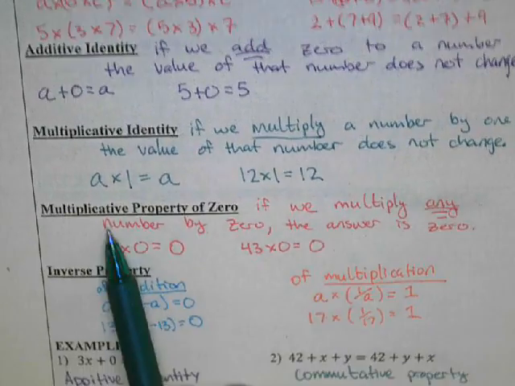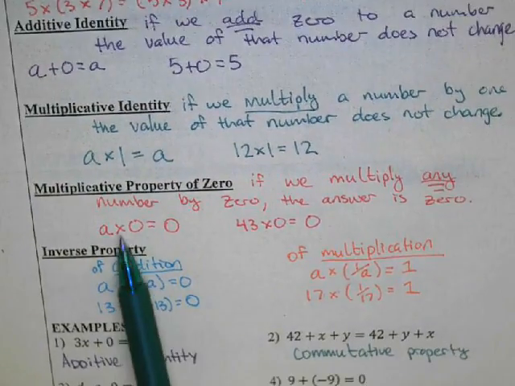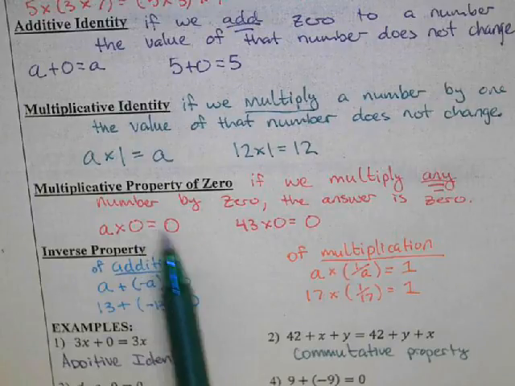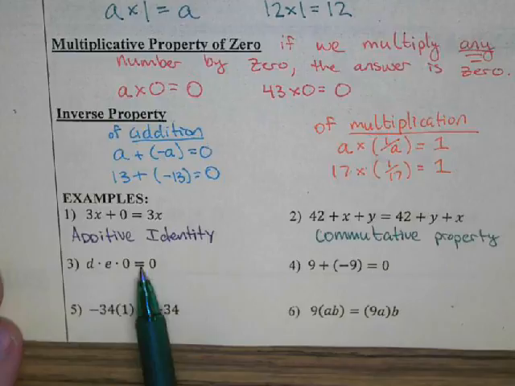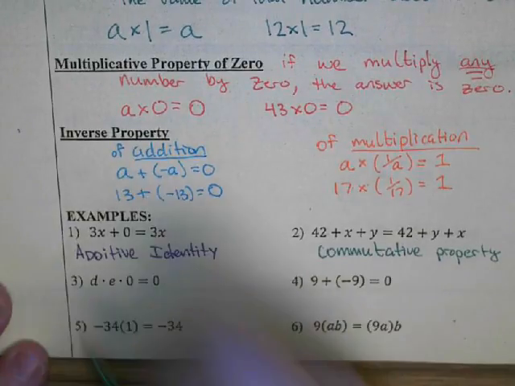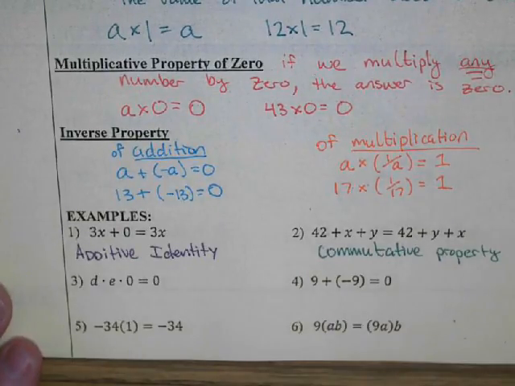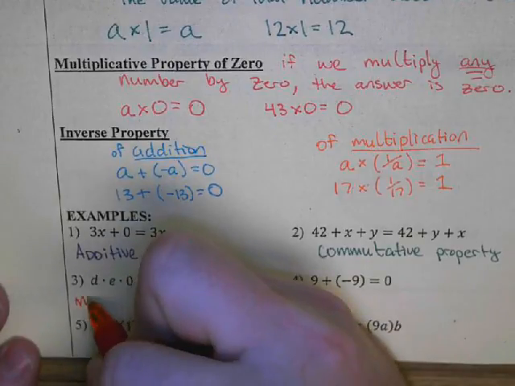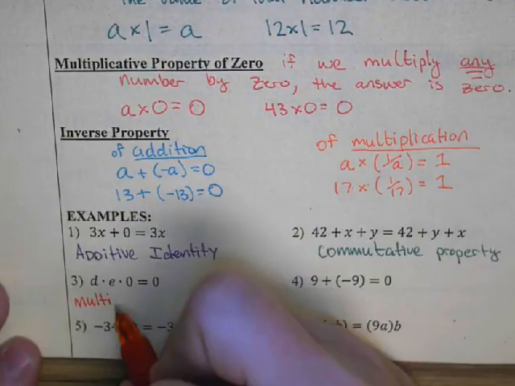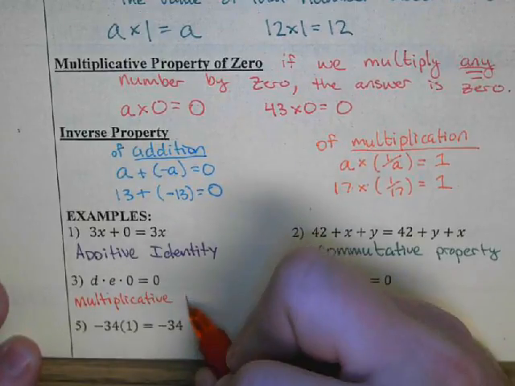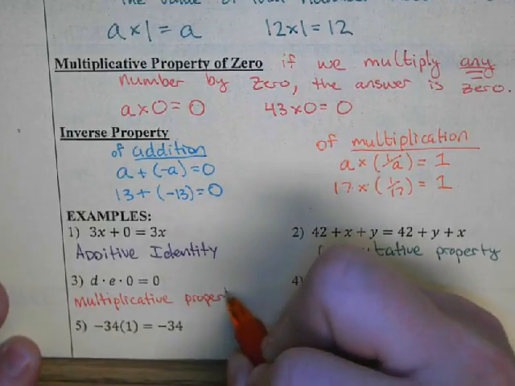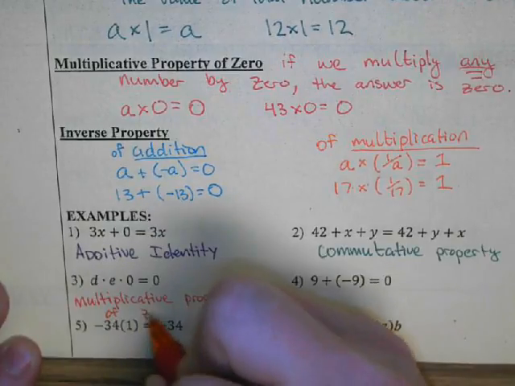And then, multiplicative property of 0. So we're multiplying by 0 and it equals 0. So that's our multiplicative property of 0.